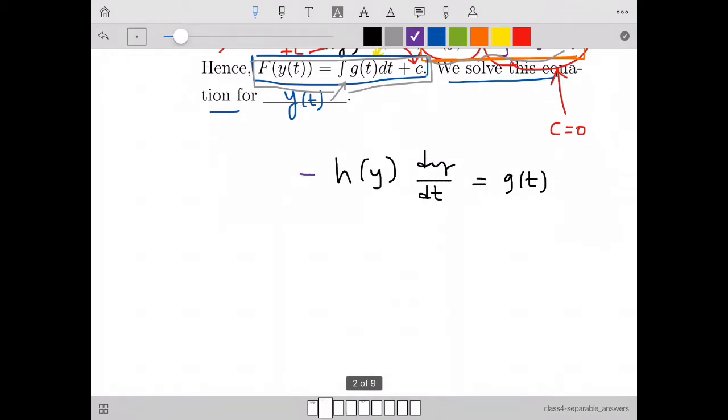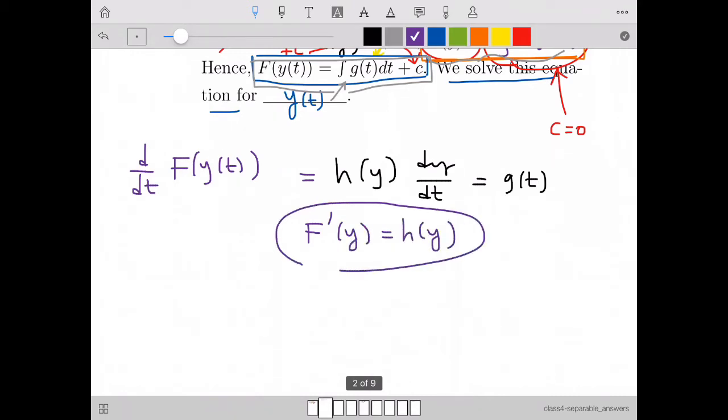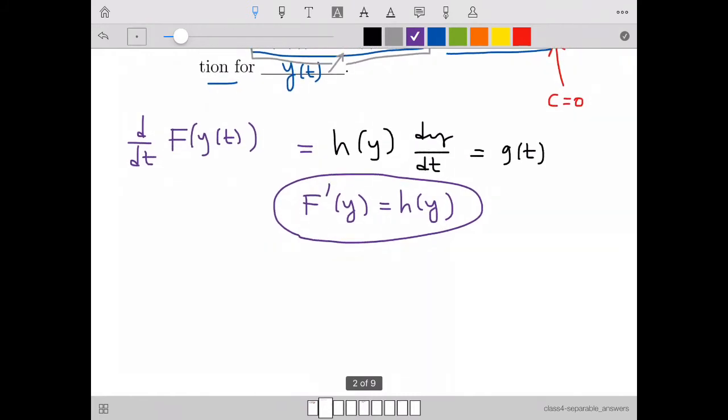The left hand side is big F of y of t, derivative with respect to t. From there, we assume that big F prime of y is h of y, i.e. big F of y is the antiderivative of h of y with respect to y. Okay, and then we take the integral with respect to t.